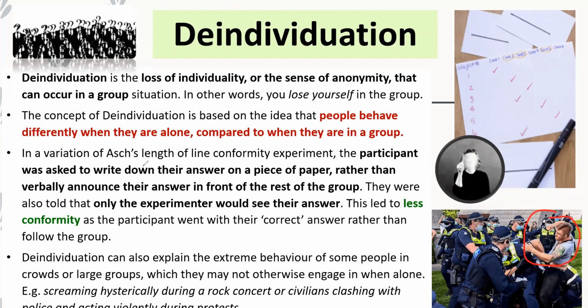And we saw this in Asch's experiment. When someone writes the answer on a piece of paper alone, they behave differently compared to when they're with the rest of the group. Less conformity occurs when we're alone compared to when we're with a group. So that is de-individuation. It's the loss of individuality, or the loss of independent thought, that occurs when you are in a group situation.